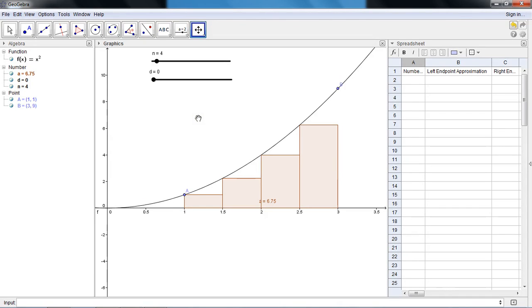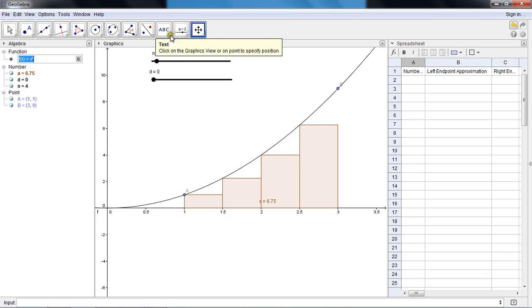So next, I'm going to talk about approximating areas under curves using rectangles, and I'm going to use the GeoGebra applet that we created for Lab 1. There's a separate video for the construction of this applet. I changed the function to be the function x squared. This is the function that we were looking at before, and you can do that by just double-clicking here, and you can make it whatever function you want.